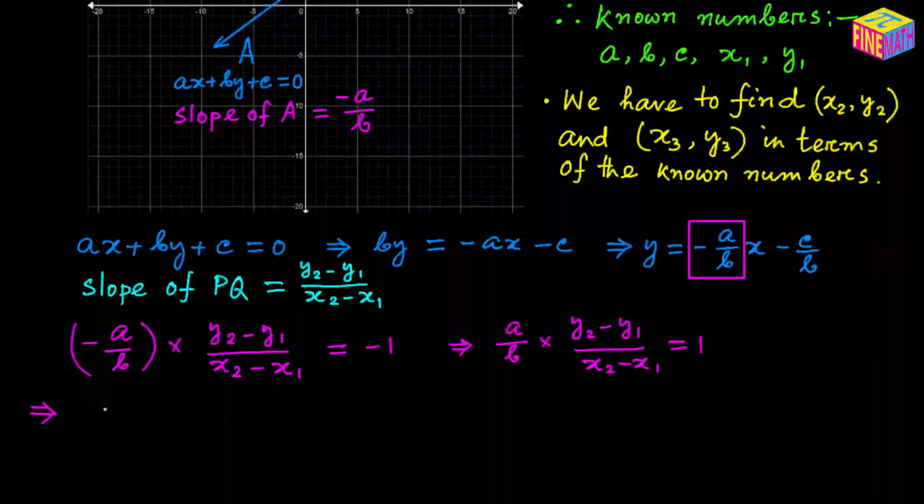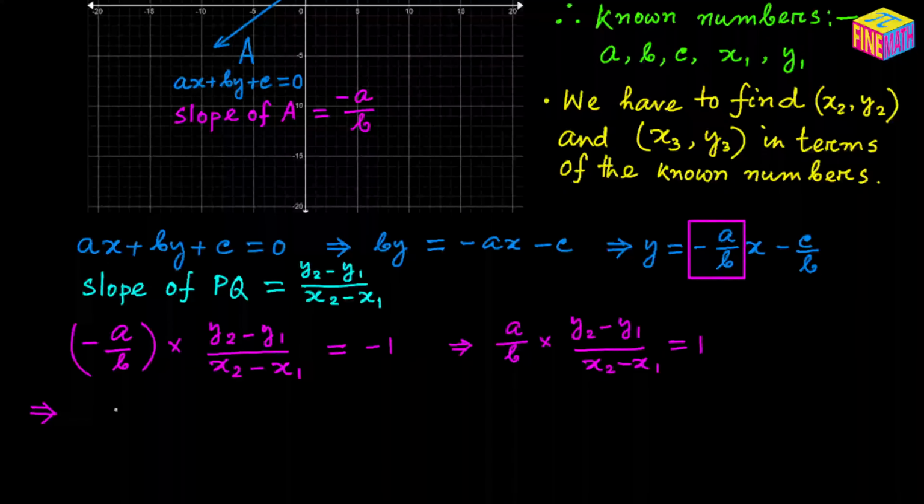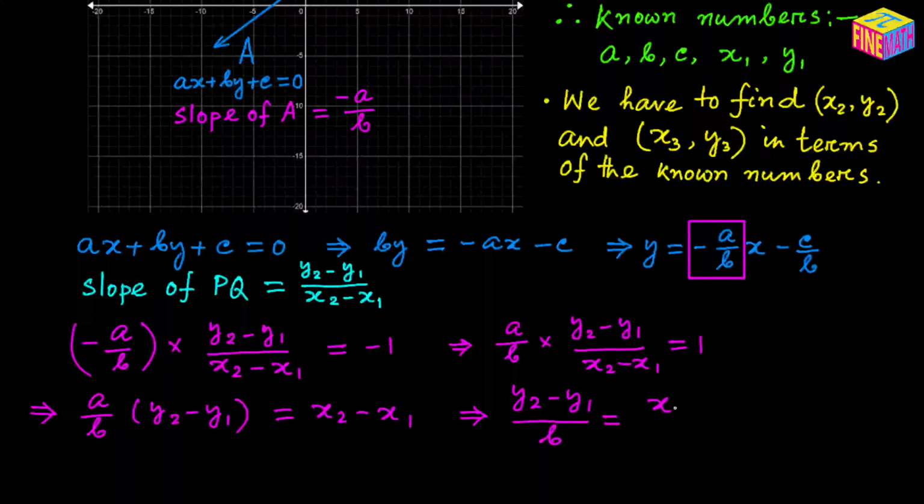And then from here if we bring x sub 2 minus x sub 1 onto the right hand side, then on the left hand side we are going to be left with a over b times y sub 2 minus y sub 1, and on the right hand side we are going to have x sub 2 minus x sub 1, and from here again if we bring a onto the right hand side, then on the left hand side we are going to have y sub 2 minus y sub 1 over b, and that will be equal to x sub 2 minus x sub 1 over a.